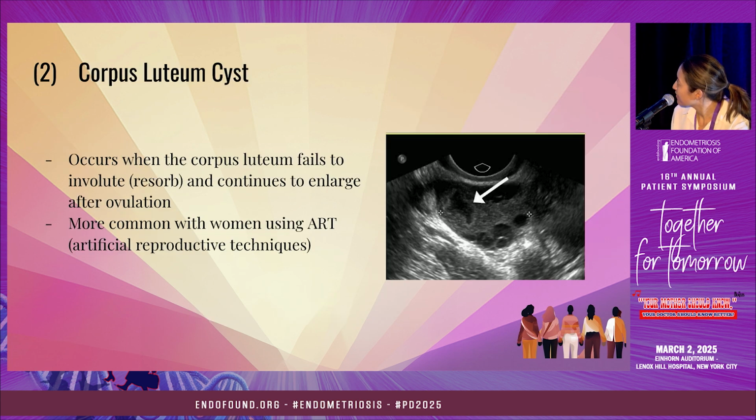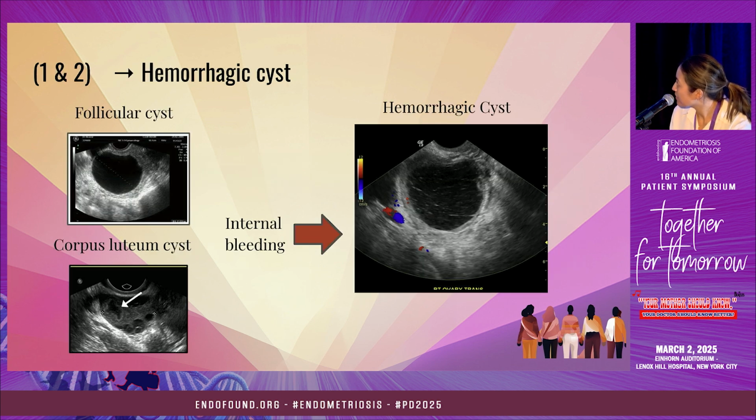So a corpus luteum cyst occurs when the corpus luteum fails to go away. It fails to involute, and it actually just keeps getting bigger. This is more common in women using ART, meaning assisted reproductive technology, IVF, egg freezing. And this is what is important as well.